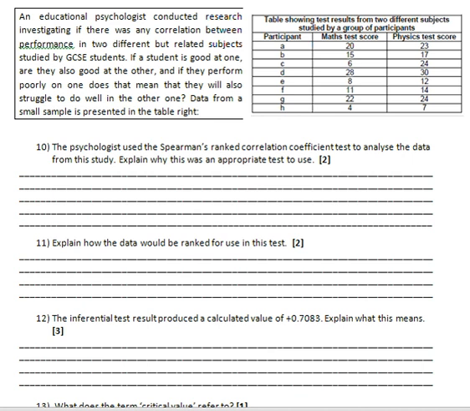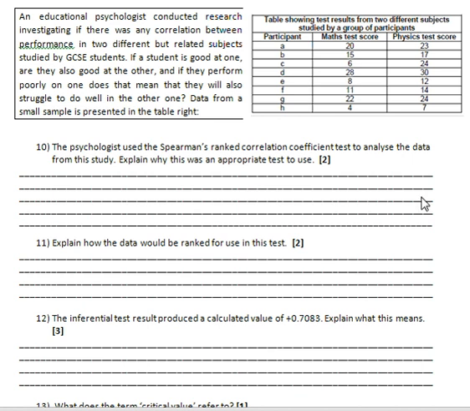So this first question was basically saying that the psychologist has used Spearman's rank correlation coefficient test to analyse the data from the study. Explain why this is an appropriate test to use. So basically, you use a Spearman's if you are looking for a correlation between two variables. And the variables in this one are maths scores and physics scores, or maths test scores, physics test scores.